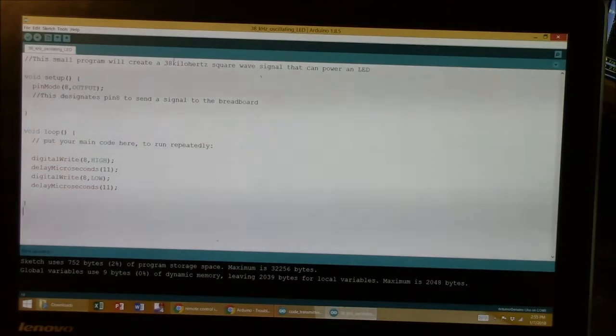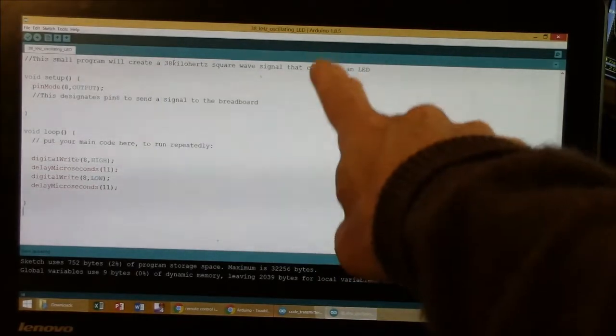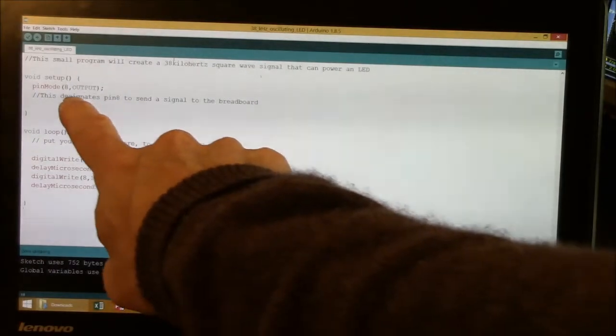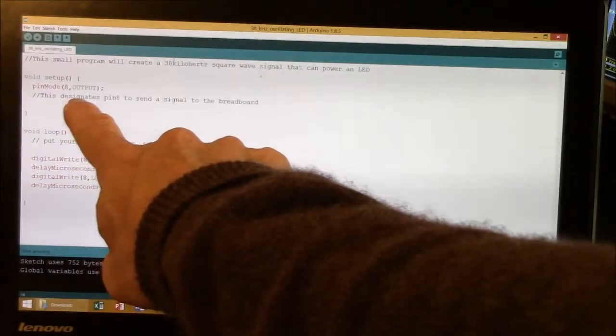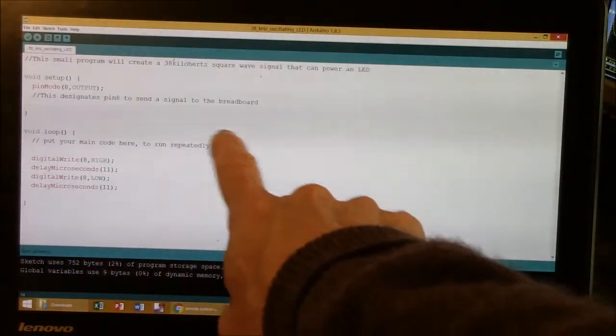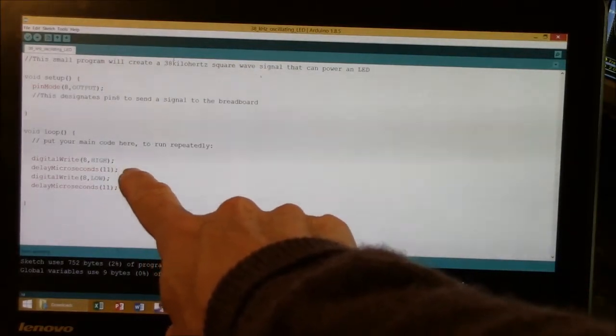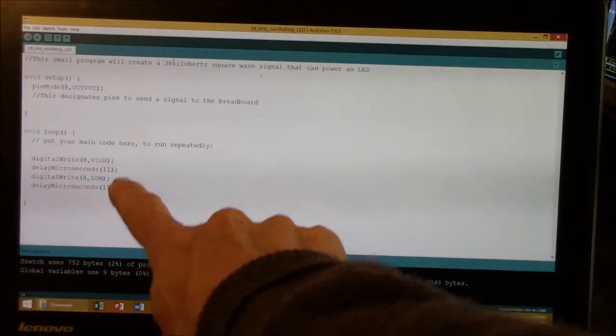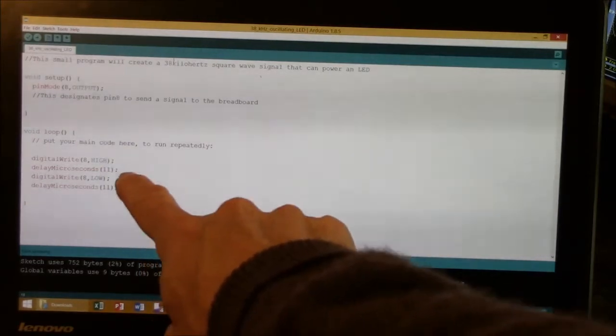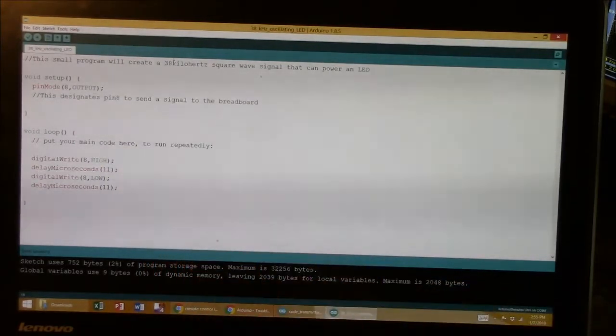Now we're looking at transmitting an infrared signal. This is a very short Arduino program that controls an LED connected to pin 8. All it does is turn the LED on and off. So high and low are on and off, and these are the time intervals, so the frequency of switching.